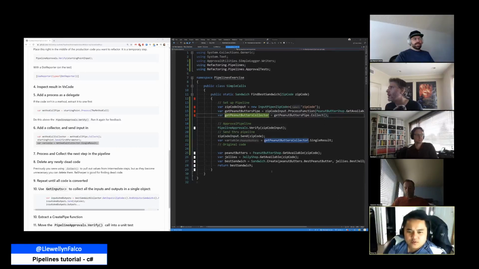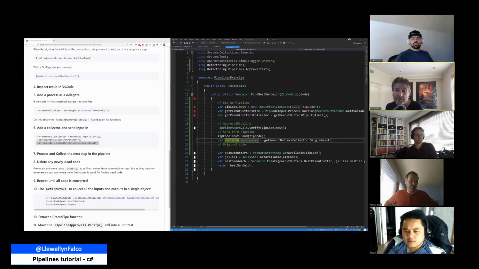Why do we want line 15 and 16? Because I thought they are kind of duplicate. We already have a process function. Why do we want to get the pipe to collect it? Because we're putting stuff into the pipe, we're not taking anything out of the pipe. So then what is the purpose of line 16 then? Line 16 is to get something out of the pipe.